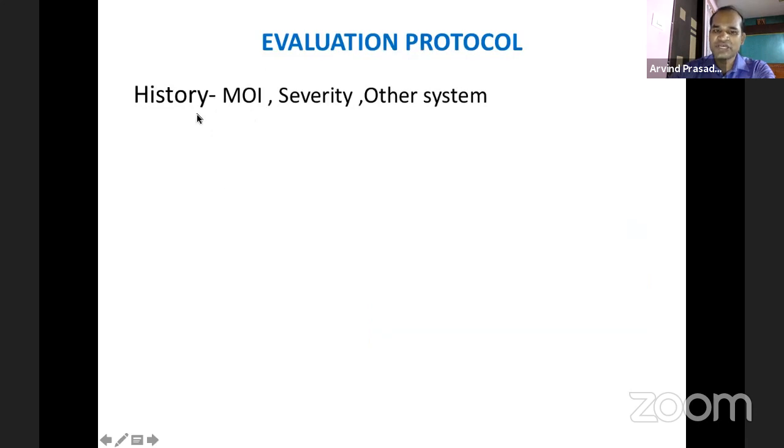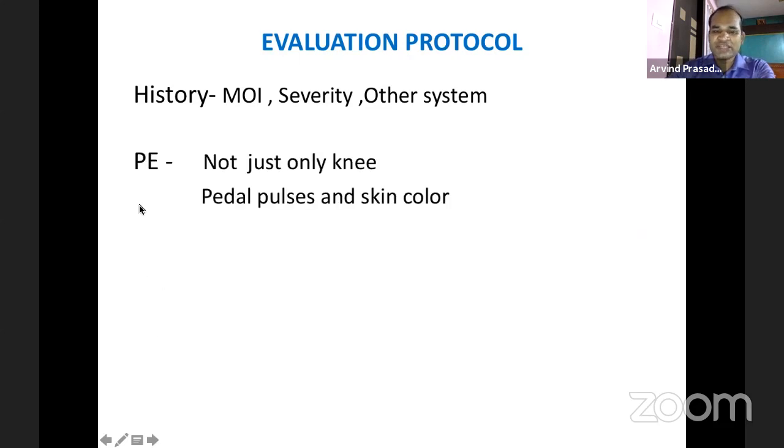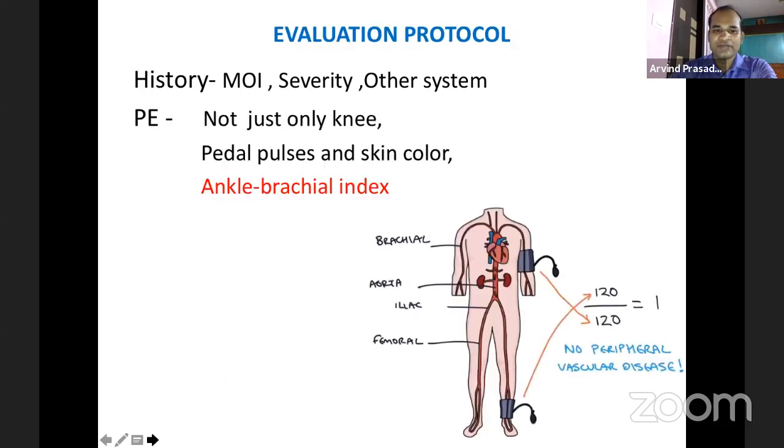Evaluation should start with the history. We should know the mechanism of injury, whether it's high energy or low energy, what the severity of the injury is, and the involvement of other systems, particularly with high energy injury. The physical examination should not be restricted to the knee joint only. The knee should be evaluated very carefully, but at the same time we should also focus on the distal pulse and the skin color of the leg. And also the ankle brachial index, in which the brachial BP and at the same time the BP of the calf should be measured.